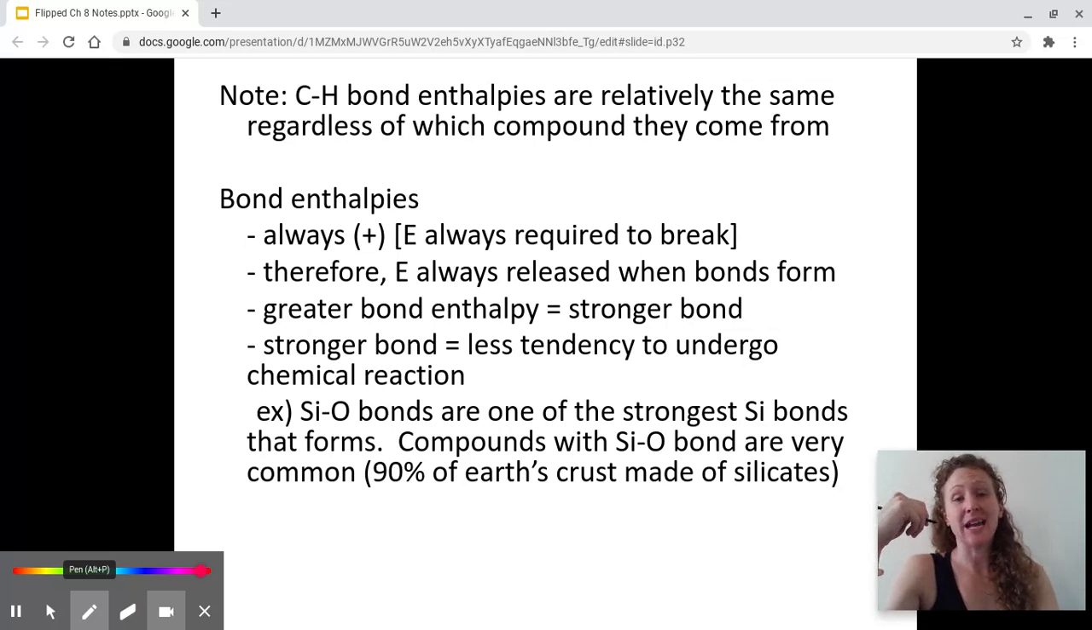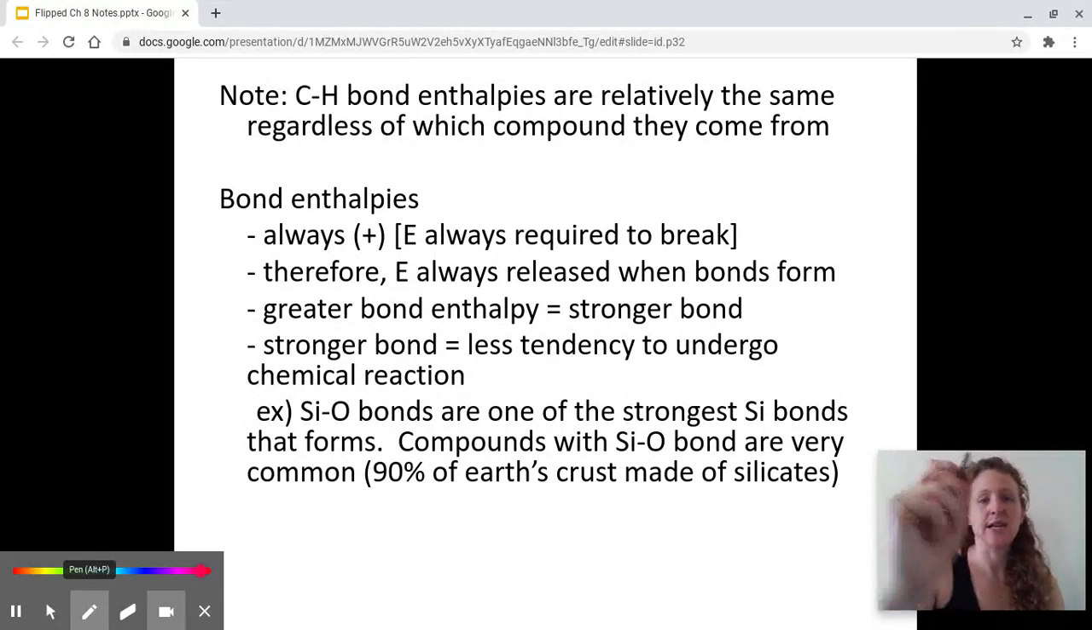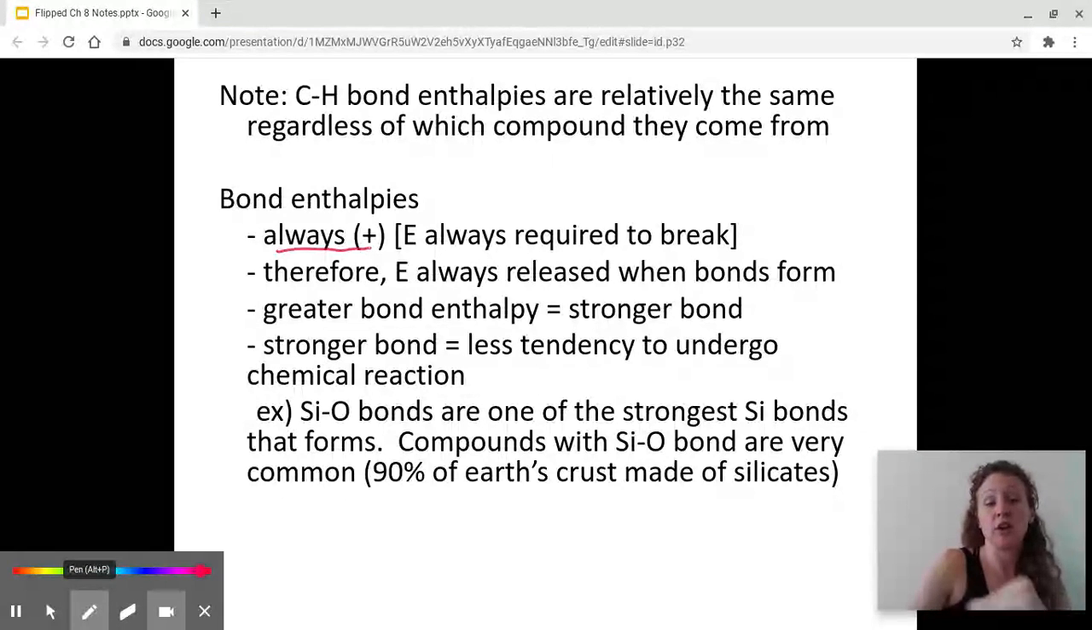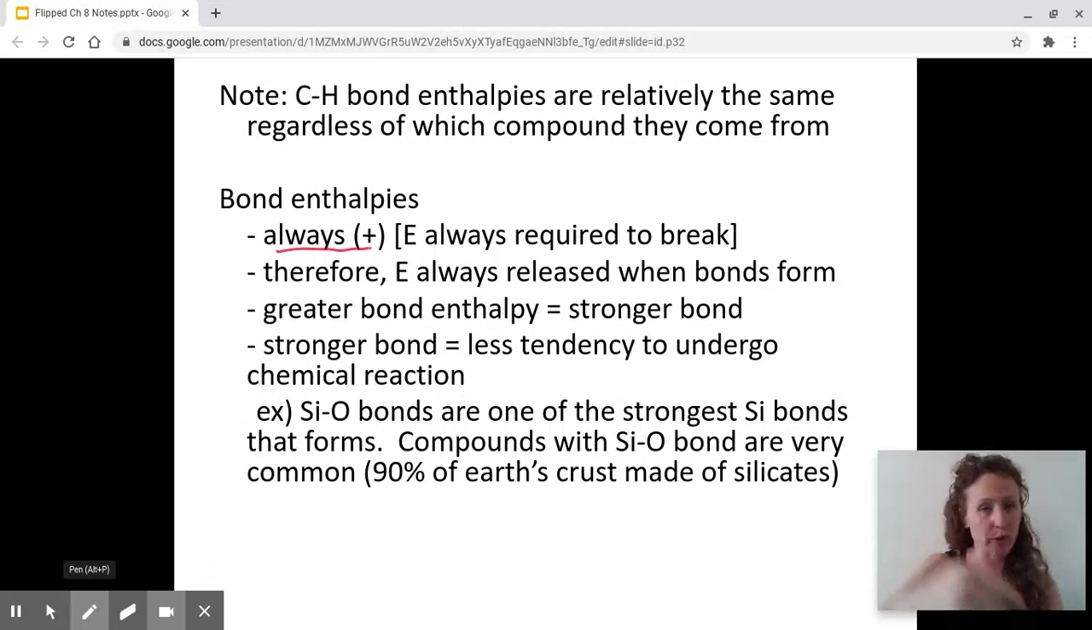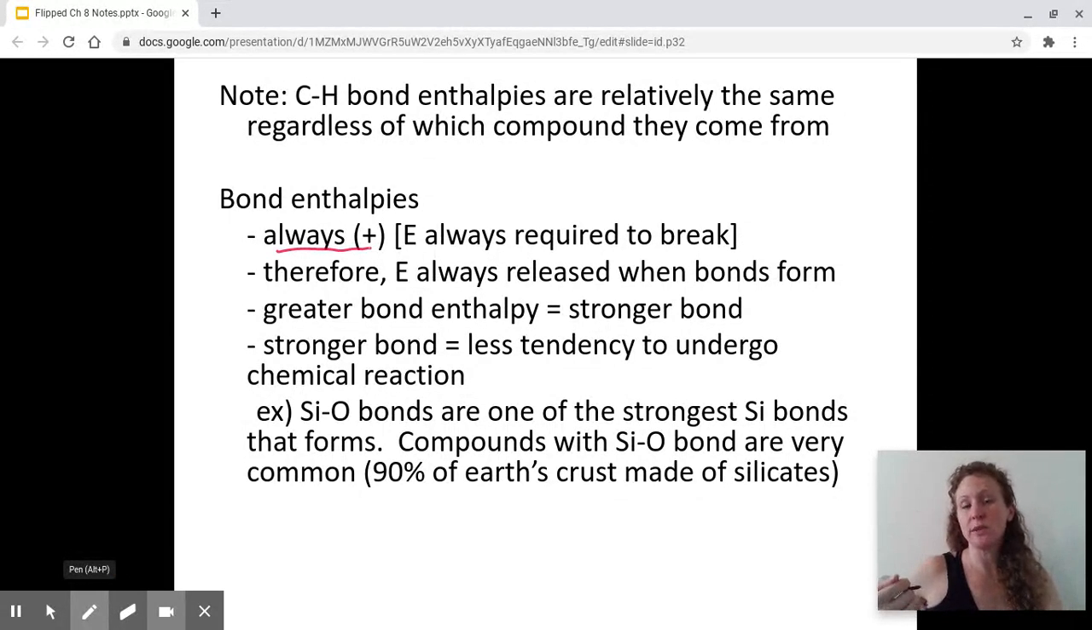Remember that the appendix is not going to be exact when you calculate a bond enthalpy. It's not going to be exactly that, but it's going to be really, really close, close enough to be useful. And so that's why we use this. Bond enthalpies are always positive. Energy is always required to break a bond. You usually get energy out when you're forming a bond, not always, but usually.